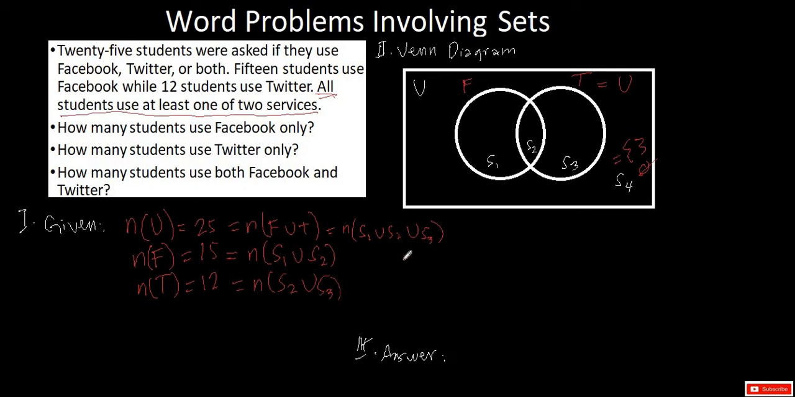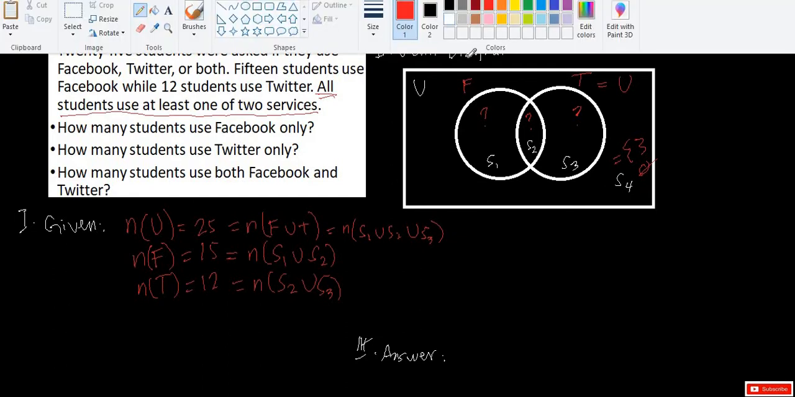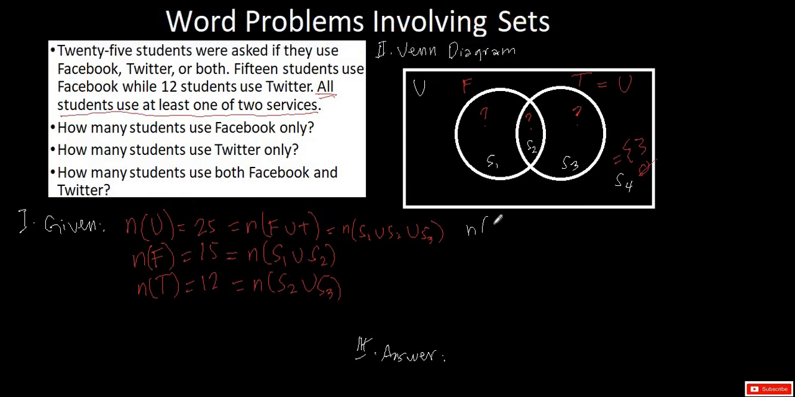Okay, so let's start populating the Venn diagram now. We need to compute for or find the cardinality of S sub 1, S sub 2, and S sub 3, so that we could determine the answers to the given problem. Okay, so let's start determining the cardinality of S sub 1. So let's compute for n of S sub 1.